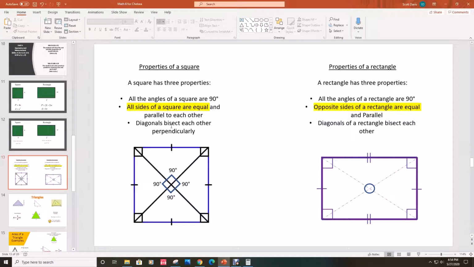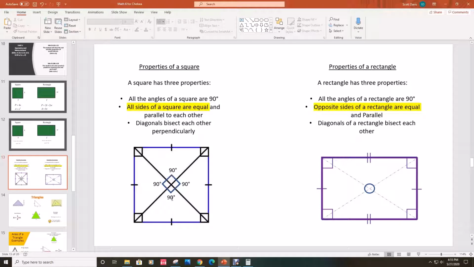The last difference between the square and the rectangle is that when it says diagonals bisect, it means if you draw a line from corner to corner in a square, when they cross each other, they're going to cross perpendicularly, meaning that it's going to make another perfect square in the middle.